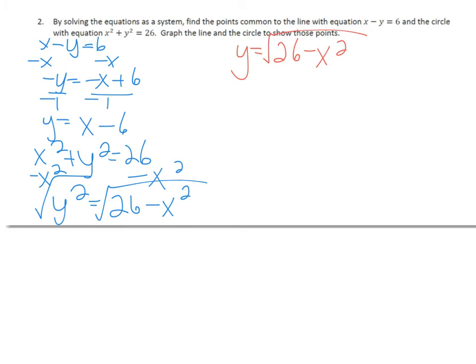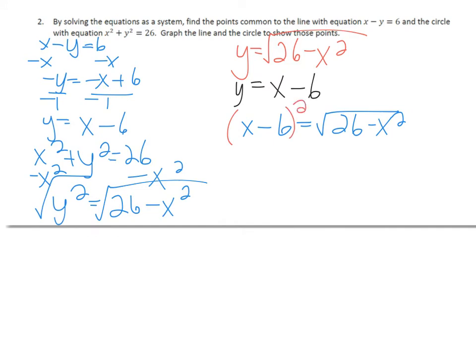So my first equation was y is equal to x minus 6. And all I'm going to do here is use substitution. So I have x minus 6 is going to be equal to the square root of 26 minus x squared. So this should look familiar to solving radical equations. Remember that to solve for these, all I have to do is square both sides, which will eliminate the radical on the right side.